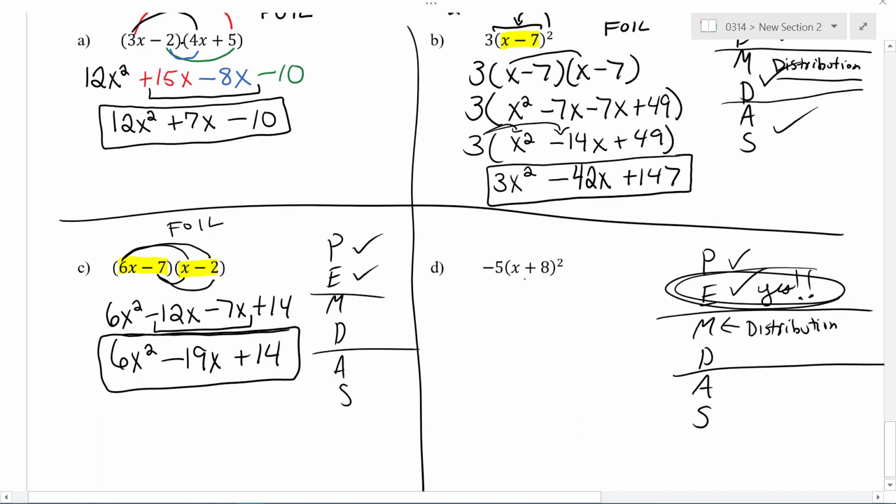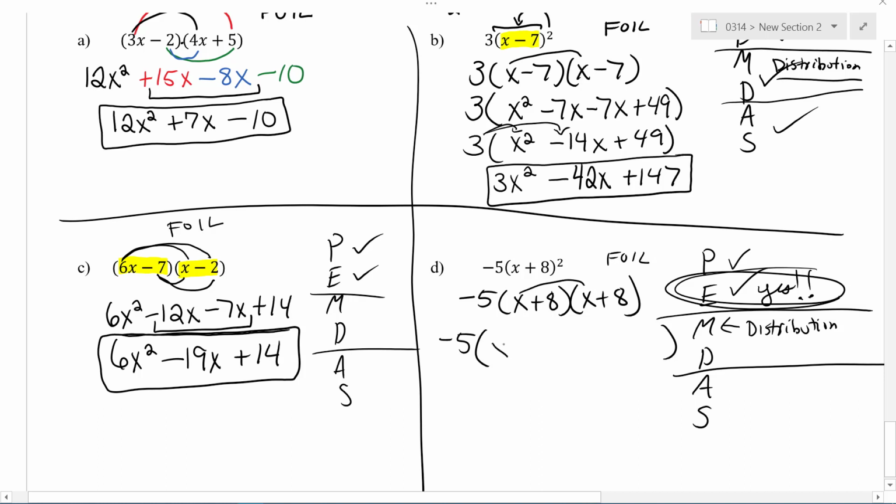Really important. So how do I do a binomial, a 2-term thing squared? How do I deal with that? Well, we're going to write that out twice. So x plus 8 squared is x plus 8 times itself twice. We're going to write it out twice, and then we're going to FOIL. Okay, we're going to perform that multiplication of the negative 5 last. So I'm going to FOIL here.